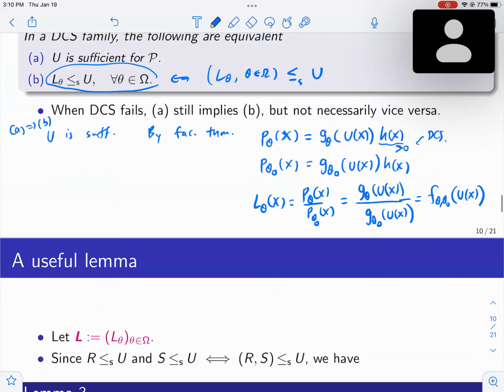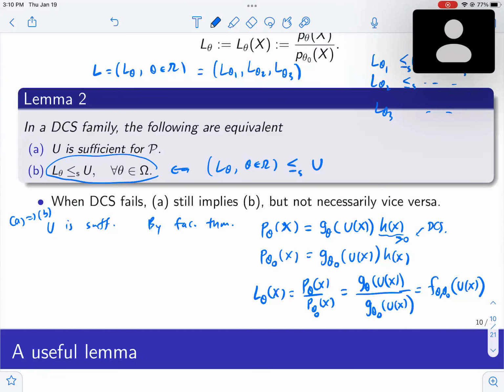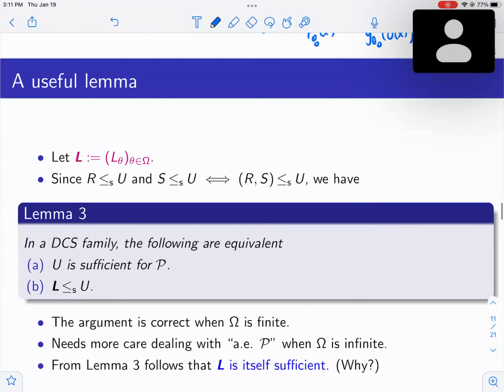Okay, so this is just the same as this. So you just replace it. And then if you look at this hard enough, you can convince yourself that this means that L is itself the minimal sufficient statistic.